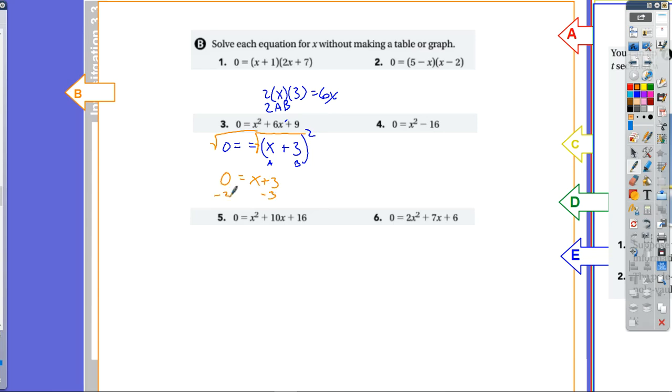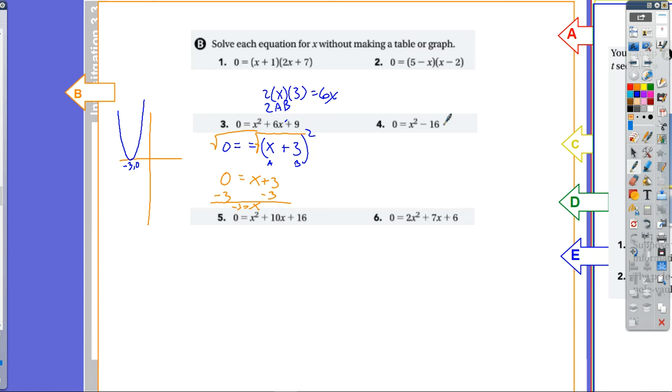Minus 3, and we get x is equal to negative 3. Incidentally, this will have a graph that looks like this. It will be a parabola that has its vertex at negative 3, 0.